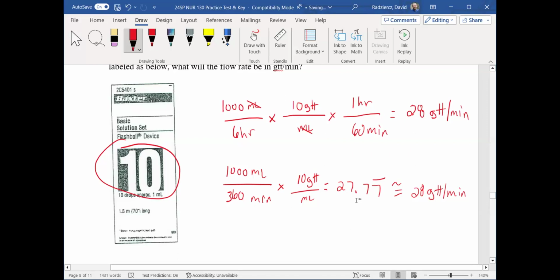And as a reminder, if you get a drop question that ends in a decimal, you cannot give a partial drop. So this is where you don't round to the nearest 10th or the nearest 100th. You round to the nearest whole number when it comes to drops.